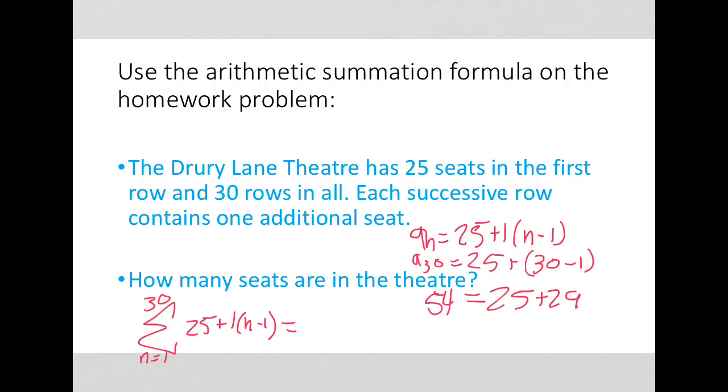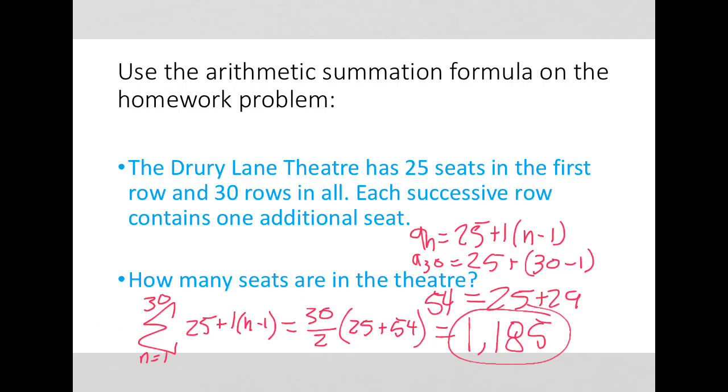So to do that, I am going to take the number of terms, 30, divide it by 2, and I'm going to multiply that by the sum of the first term, 25, and the last term, 54. And when you simplify that out, you do get 1,185, the number of seats in the theater.